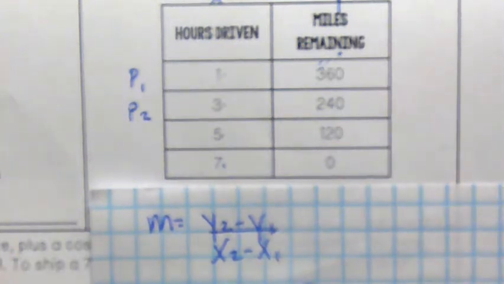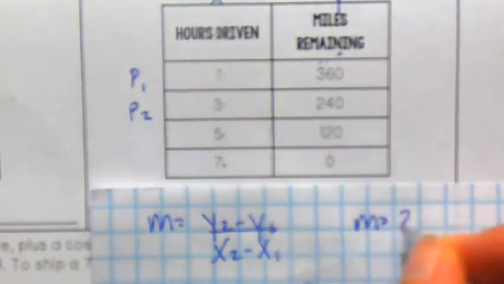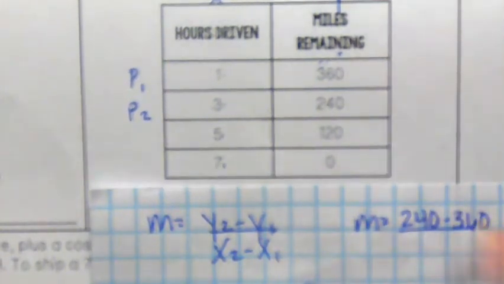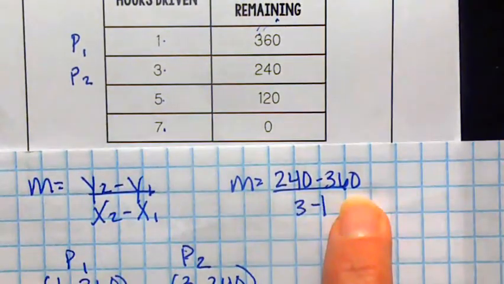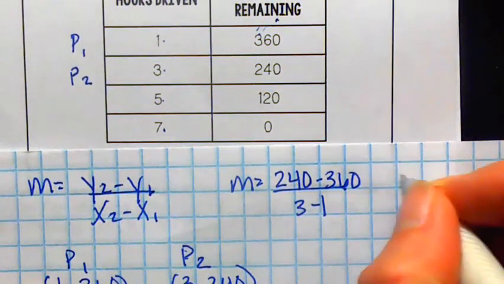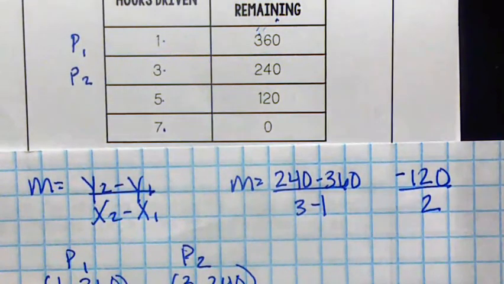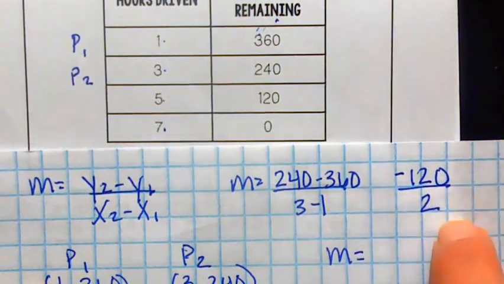Put them in. I'm going to have 240 take away 360, over 3 take away 1. All right, 240 minus 360 is going to be negative 120, over 2, which is going to be equal to negative 60.